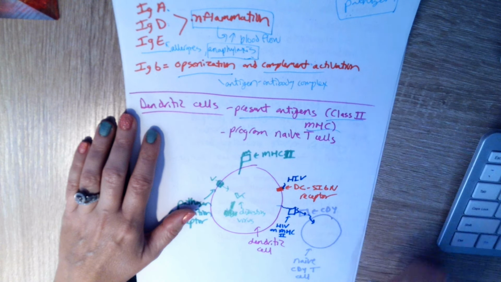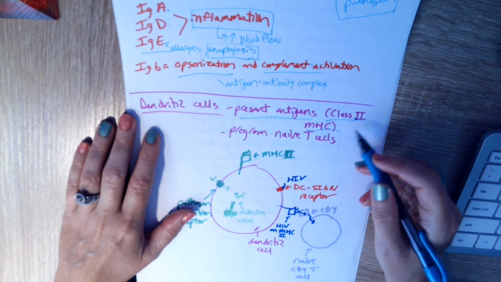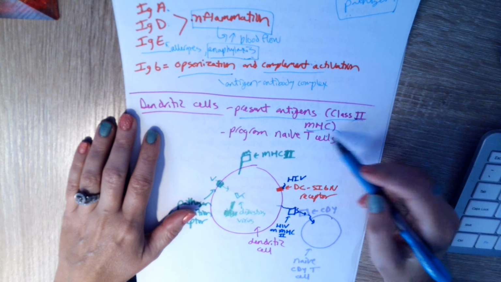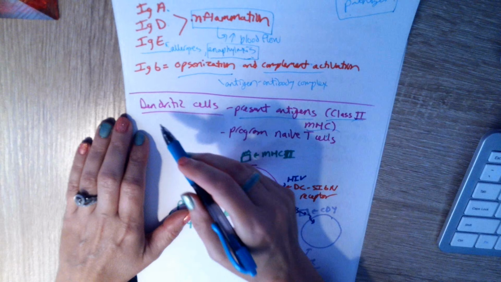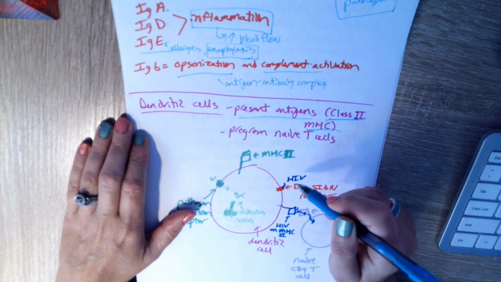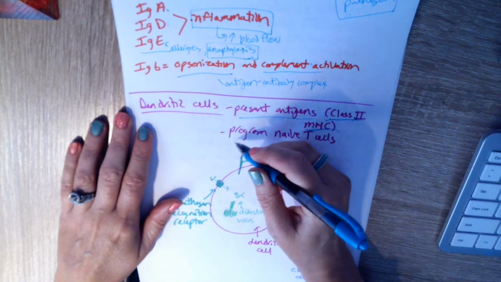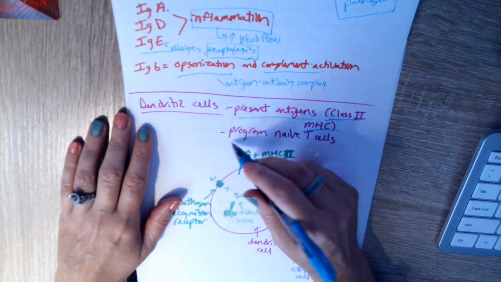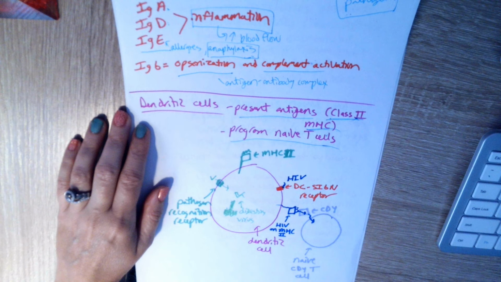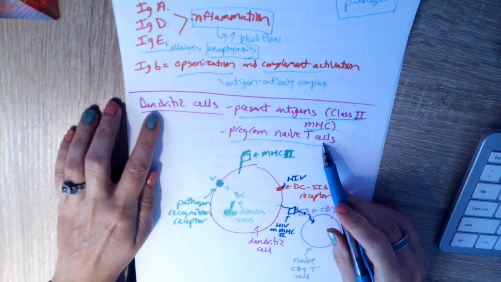There are cells that can present antigens and display a class 2 MHC, like monocytes, macrophages, and B cells. But there's another type of cell, a dendritic cell, that can not only present a class 2 MHC and activate CD4 cells and helper Ts, but also use this antigen presentation to program naive T cells.